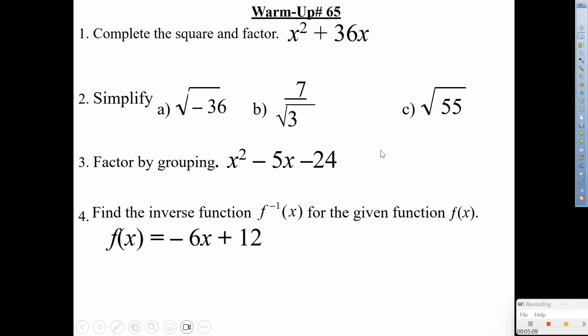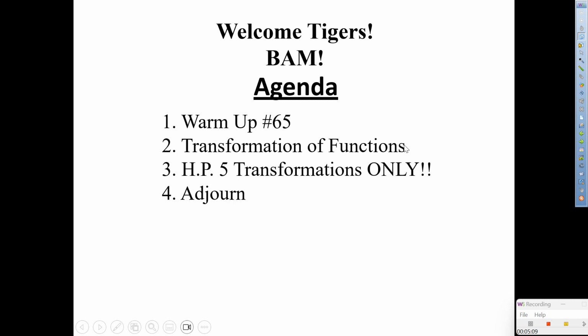Copy the agenda, please. Agenda for today: warm-up number 65. We're still in the middle of transformations of functions. Today we finish up the last parameter up to right now. We're going to add one more.